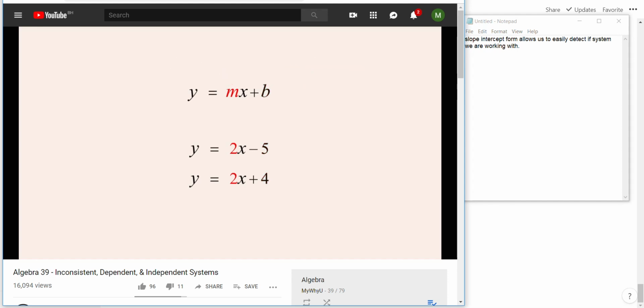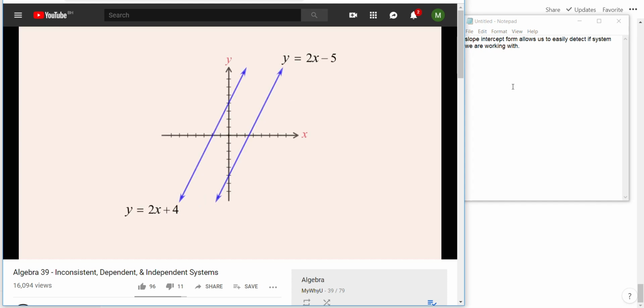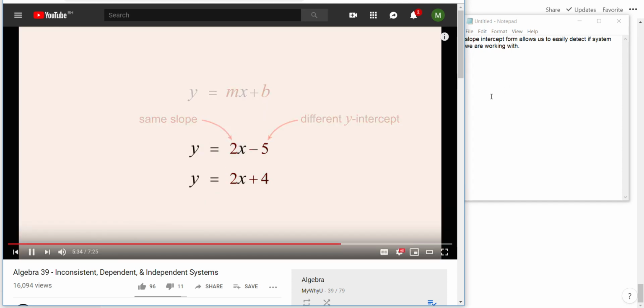If m is the same in both equations, and b is different, then the lines have the same slope but different y-intercepts.